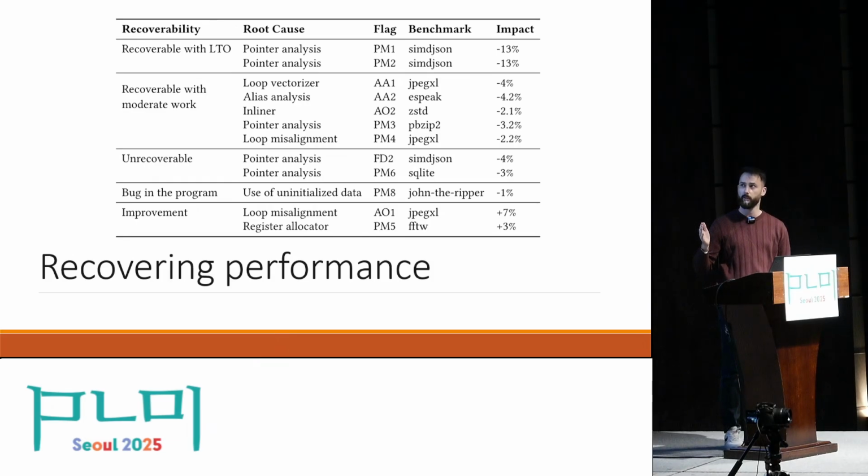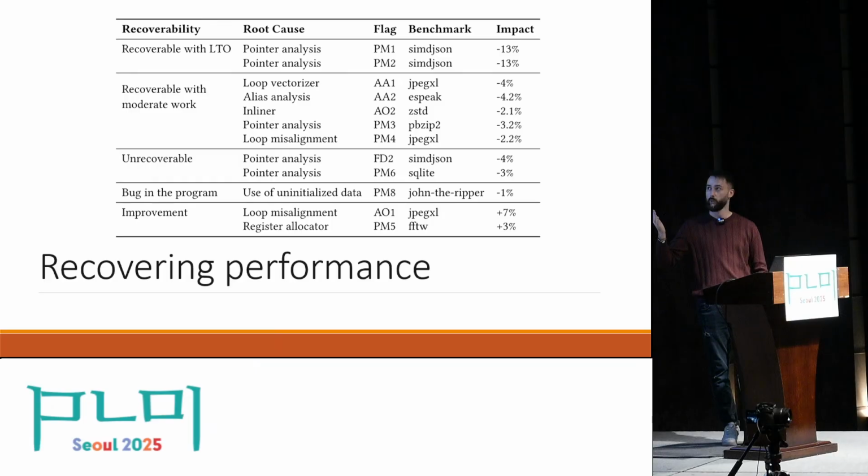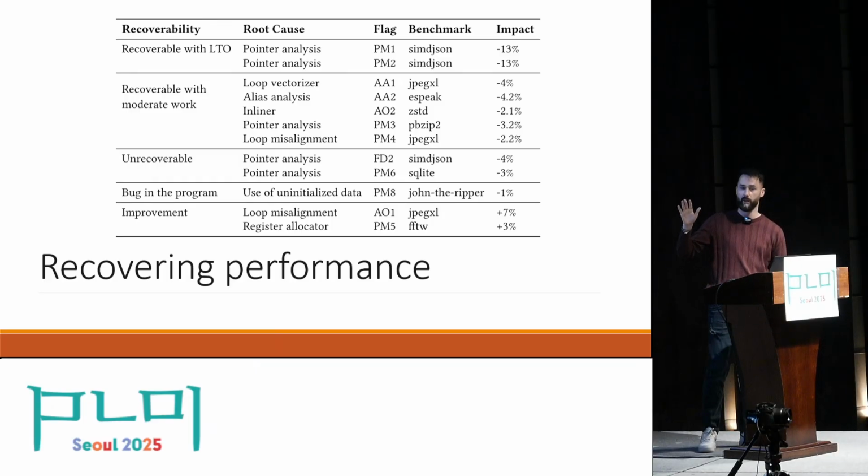We also found some unrecoverable cases. We found some improvements. And yeah, there was a bug in the program. John the Ripper used uninitialized data, which increased the size of the binary when we used the -0 uninitialized loads flag, giving a -1% degradation.